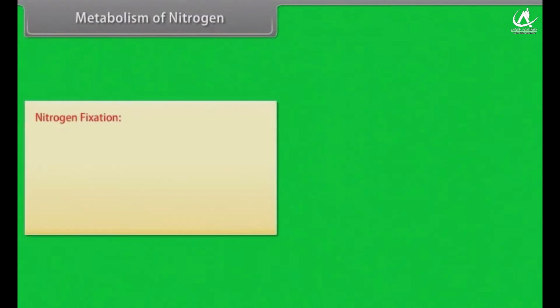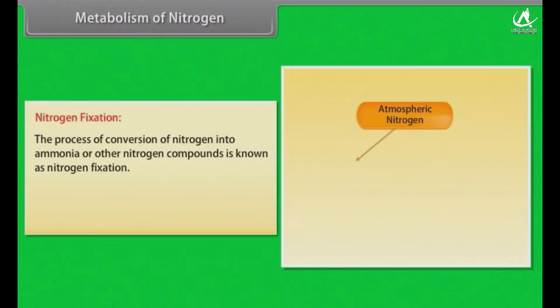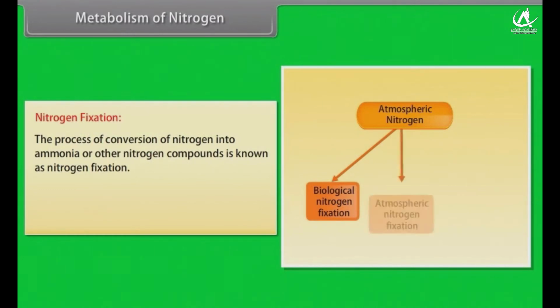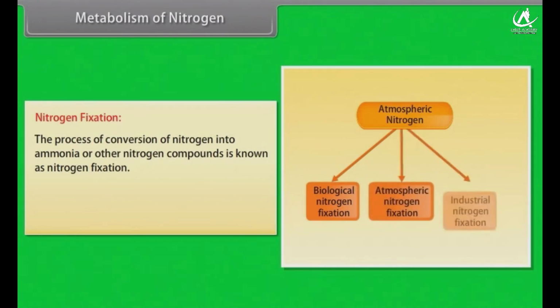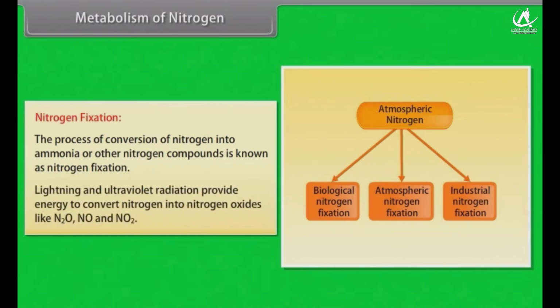Nitrogen fixation. The process of conversion of nitrogen into ammonia or other nitrogen compounds is known as nitrogen fixation. Lightning and ultraviolet radiation provide energy to convert nitrogen into nitrogen oxides like N2O, NO, and NO2. Nitrogen cycle.